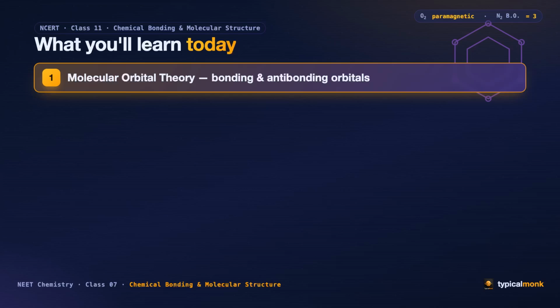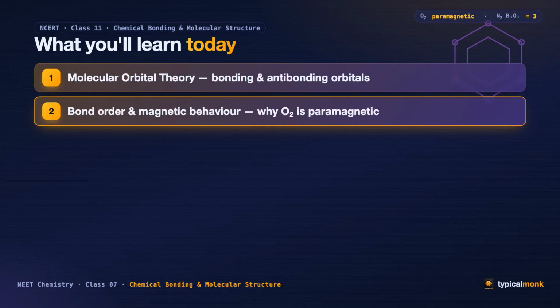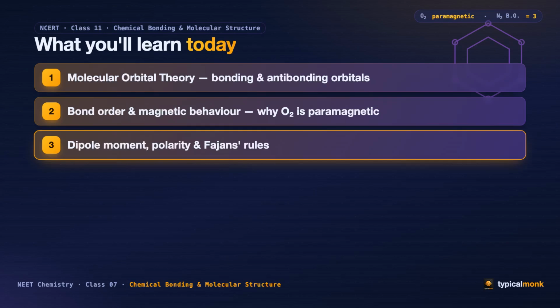So what will you carry home from today's class? First, molecular orbital theory itself: how atomic orbitals combine into bonding and antibonding molecular orbitals that belong to the whole molecule. Second, bond order and magnetic behavior: how we measure the strength of a bond and why oxygen is paramagnetic when Lewis dots say it should not be. Third, dipole moment, polarity and Fajans rules: why some molecules are polar and some cancel out.